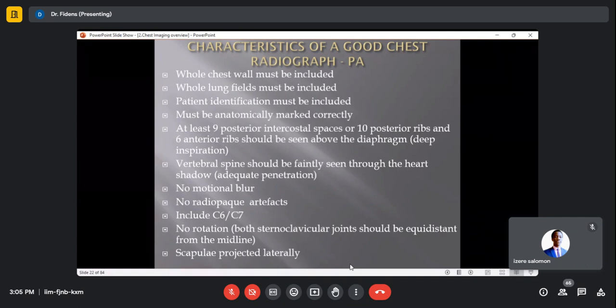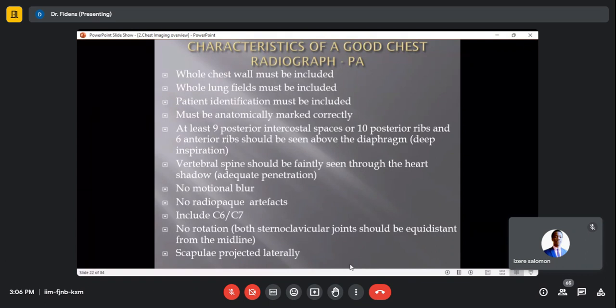But it is understandable that if the chest wall is included, even the lung field will be in. Number 3, patient identification must be included. This is also very important. I know African people, they don't give value to identification of people. That's the reason why you can sit with someone at a wedding for the whole day and not even ask him or her the name. Patient identification must be included because you can interpret and give the disease to someone else if you didn't check the identification of the patient on the chest radiograph.